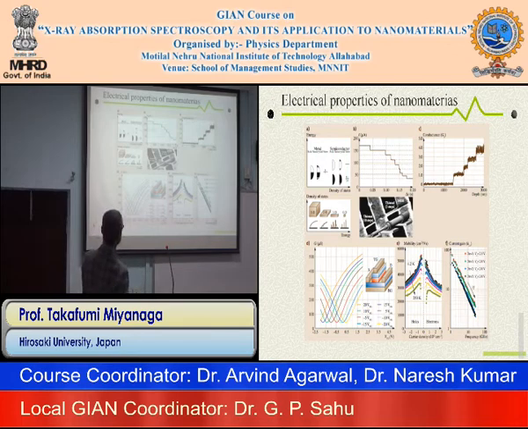Of course, the electric device can be controlled at the nanoscale length. So the voltage of this transistor changes as a function of voltage.